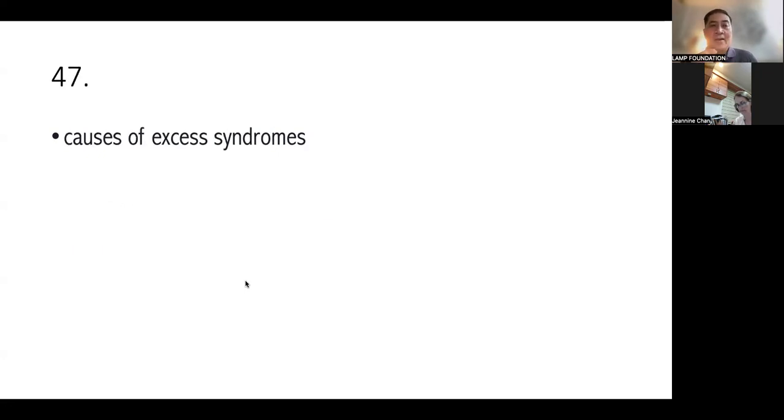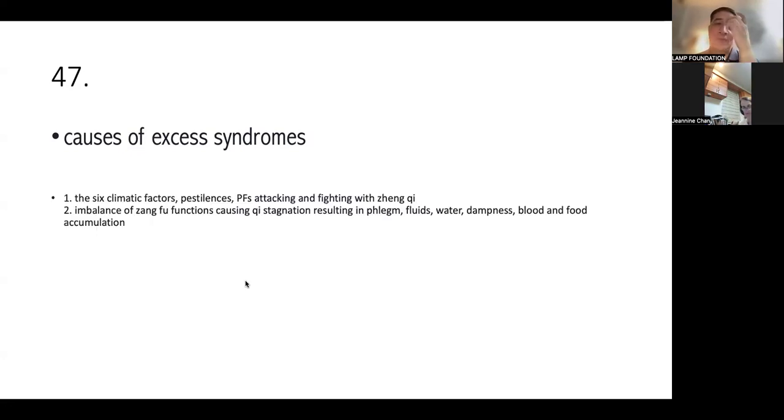Good. What are the causes of excess syndromes? Exterior pathogen invasion. Dysfunction of Zang Fu with accumulation of pathogenic factors. Hyperactivity of pathogenic factors that causes excess. So we have the so-called six climatic factors. We shall be dealing with this in modules, week 3. And then pestilences.